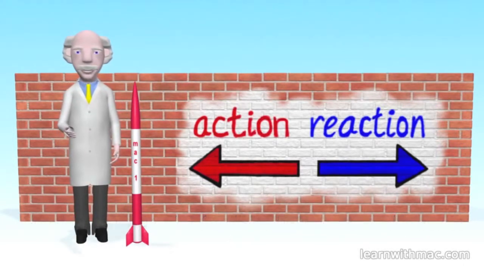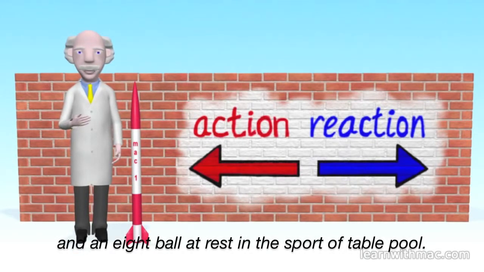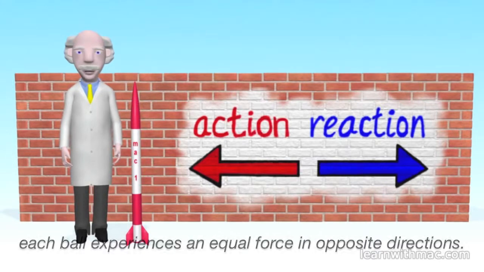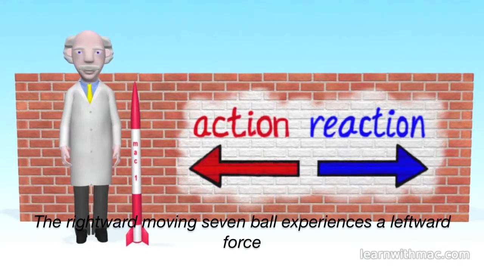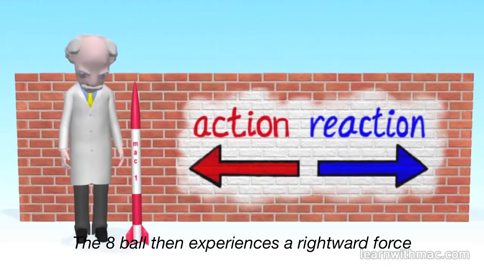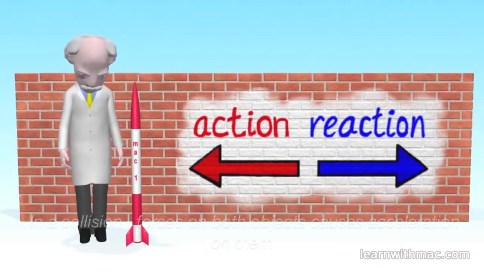Consider the collision between a moving 7-ball and an 8-ball that is at rest on a pool table. When the 7-ball collides with the 8-ball, each ball experiences an equal force directed in opposite directions. The rightward moving 7-ball experiences a leftward force that causes it to slow down. The 8-ball experiences a rightward force that causes it to speed up.